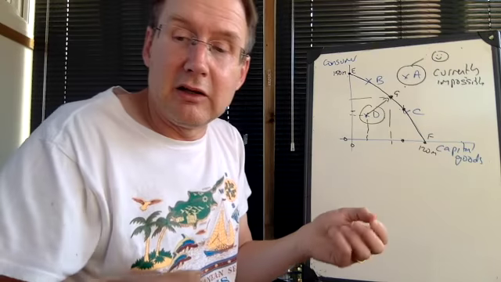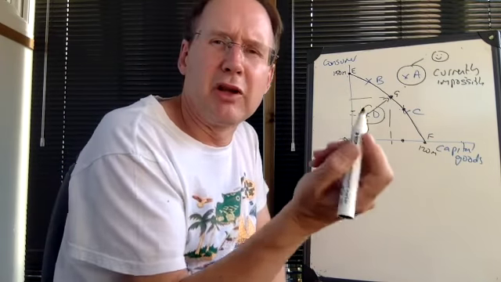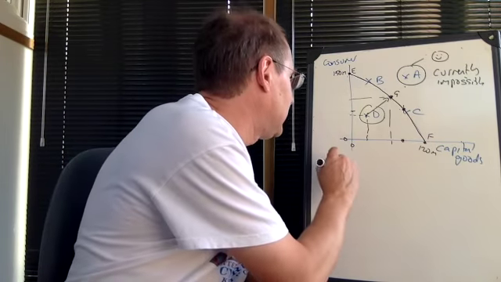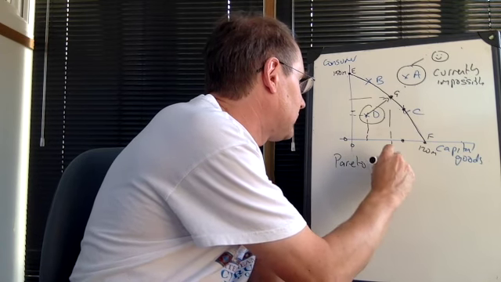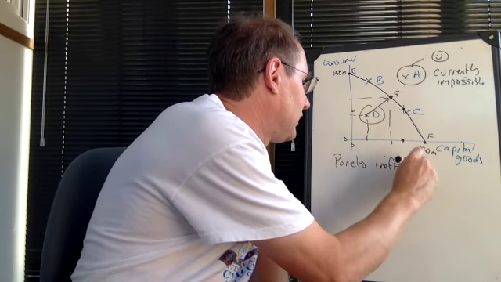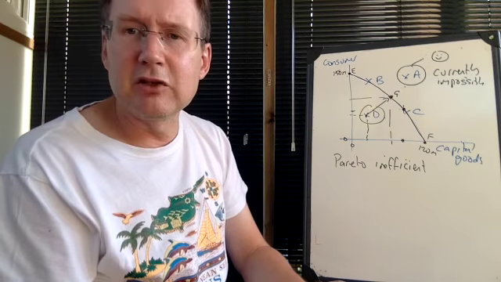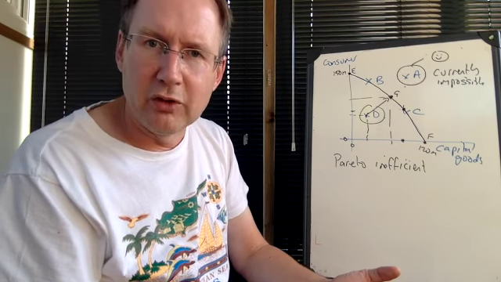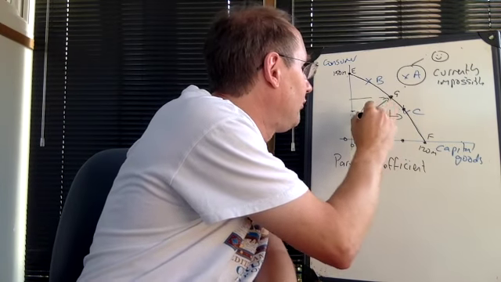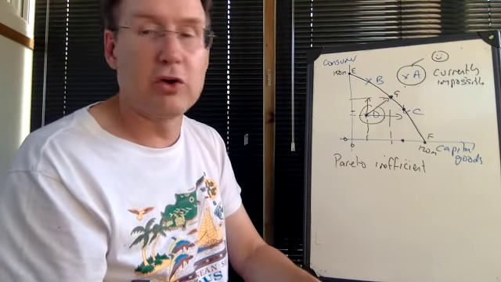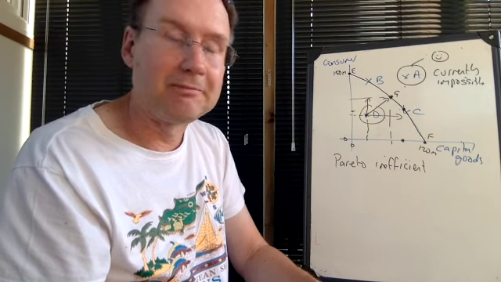And D has a name. We'll come to this later in the week, but D has a name. It's called Pareto inefficient. Pareto was an economist. It just means that you could have more of one good without having less of another. There's no opportunity cost of having more consumer or capital goods. You don't have to give anything up.